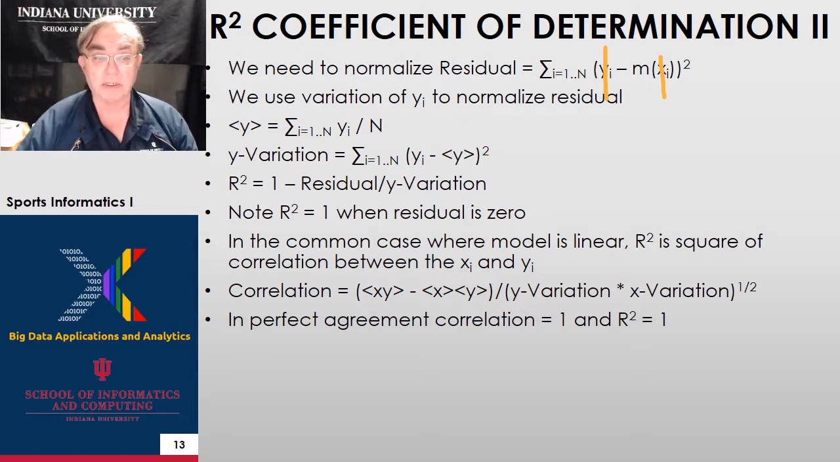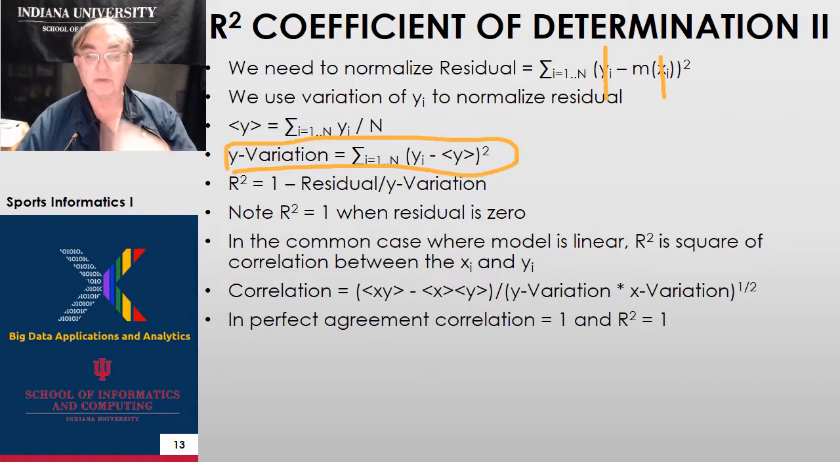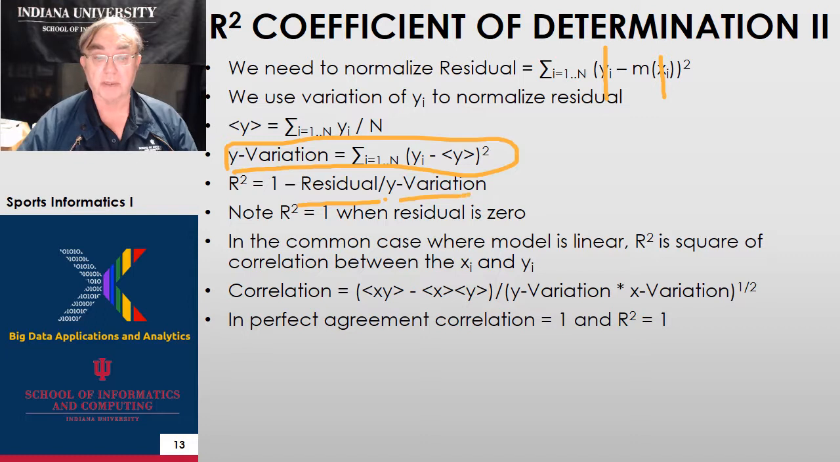And so we look at this thing here, which is the y variation, which is just the normal definition of variance. And then you take the residual, which is the sum of i equals 1 to n of yi minus the model, all squared, divided by the y variation, which is sort of the trivial model equal to 0. And 1 minus that is r squared, the coefficient of determination. Obviously, if the residual is 0, r squared is 1.